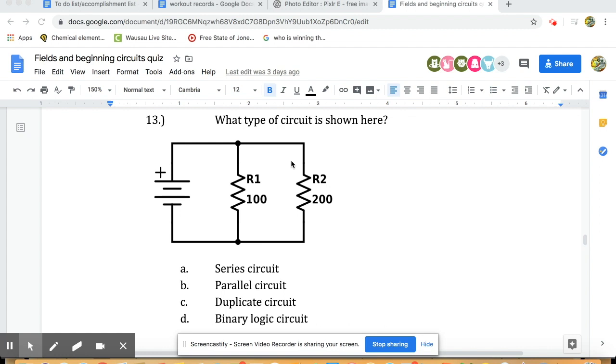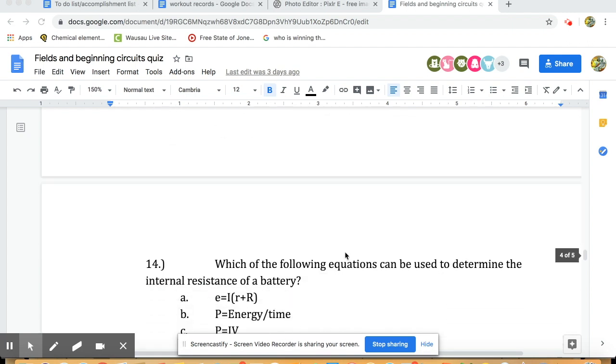What type of circuit is shown here? Well, this is a parallel circuit. Now, a series circuit is where everything is connected one after another, where you'd have one resistor connected to another resistor, and it's all right in a line. A parallel circuit is where there are multiple paths, like this path right here, and this path right here. There are multiple loops. So this is a parallel circuit.